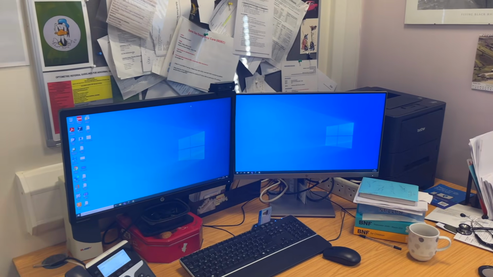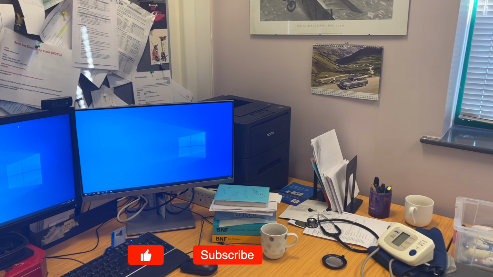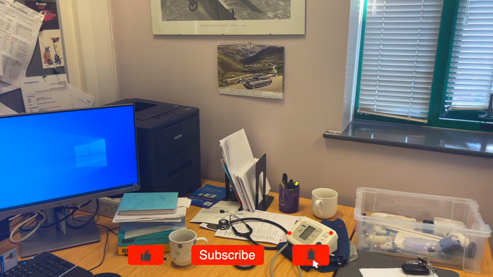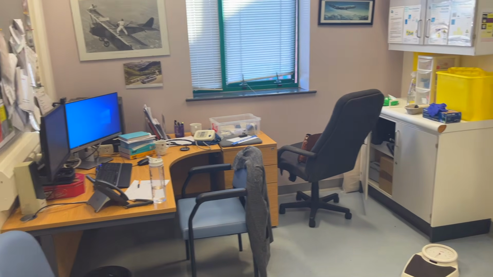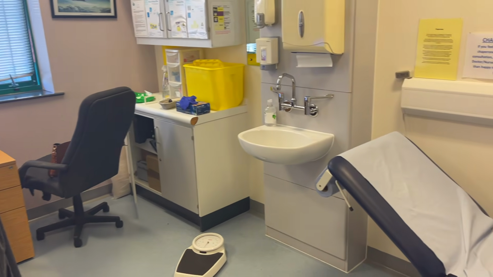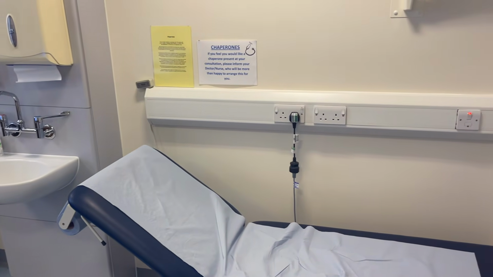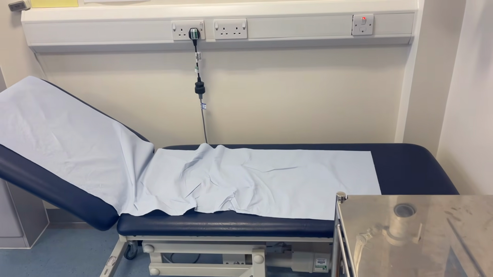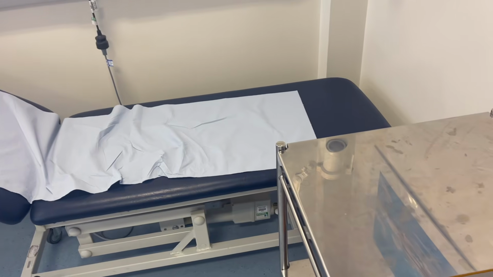So this is a typical GP room. You've got the desk and computer, where we access all the patient records. I've got all my equipment there as well. The room looks a bit messy actually. Sorry about that. I should have probably tidied that up before I started filming. I've got the examining bed as well, which is where we carry out any sort of physical examinations.